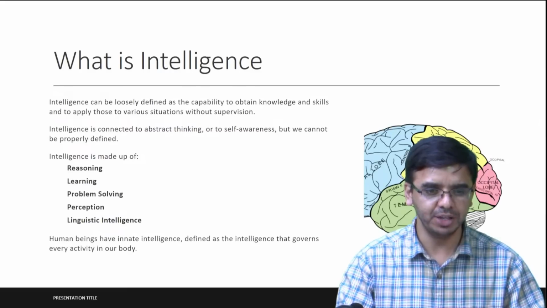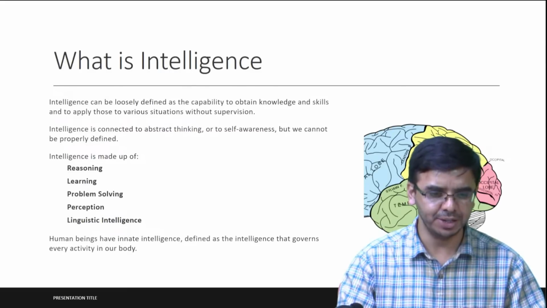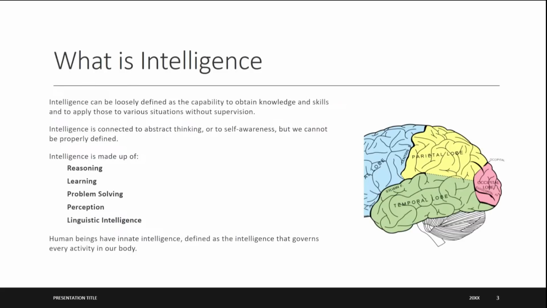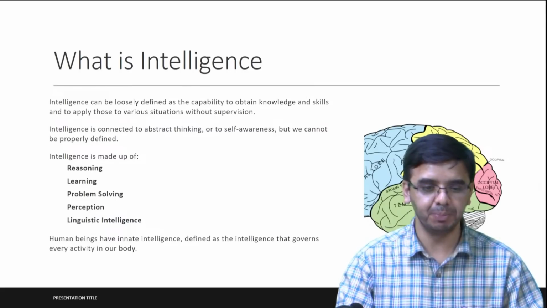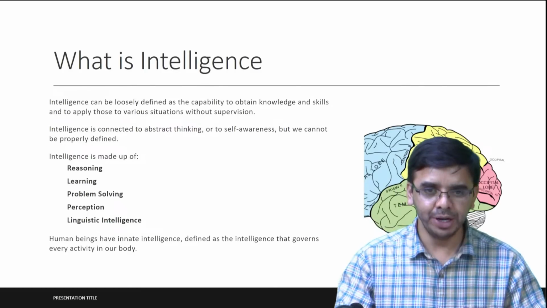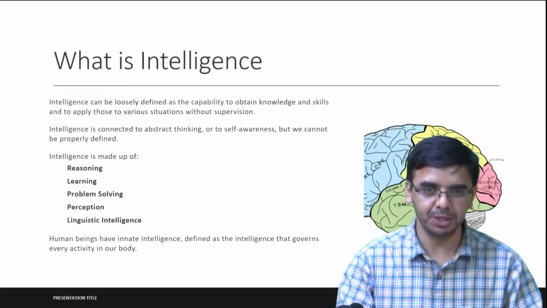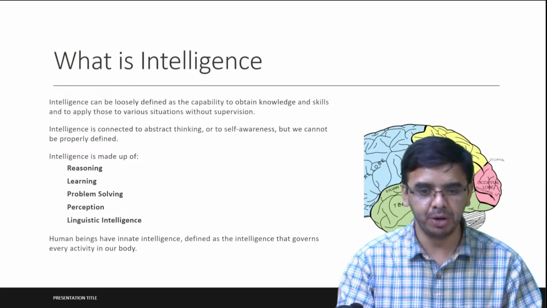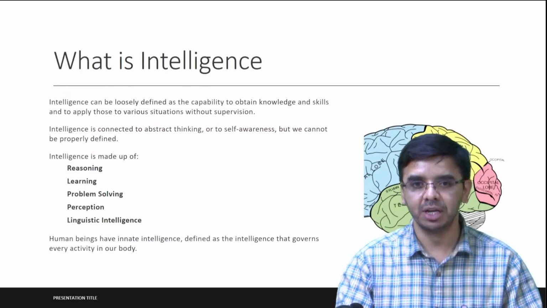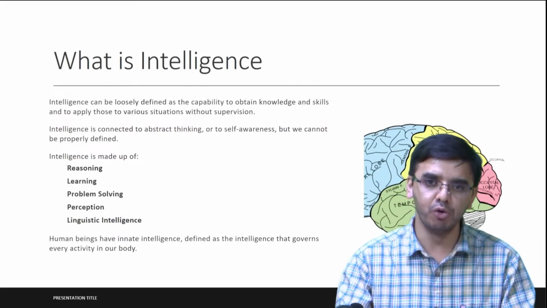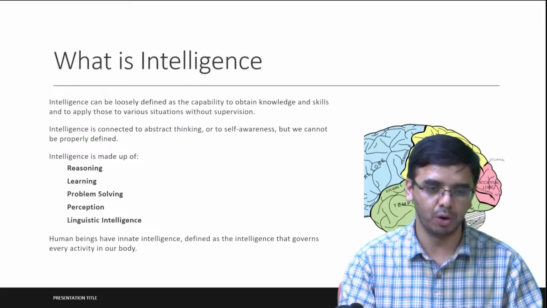Before going to the details, there is so much hype around artificial intelligence. So we'll start with what is called intelligence. Intelligence can loosely be defined as the capability to obtain knowledge and skills and to apply those skills to various situations without any specific supervision. We need not be programmed for some specific task. Intelligence means our capability to learn and acquire knowledge and skills from our surroundings and apply those automatically, without any supervision, to any new problem which we encounter in our life. That's what we call intelligence.